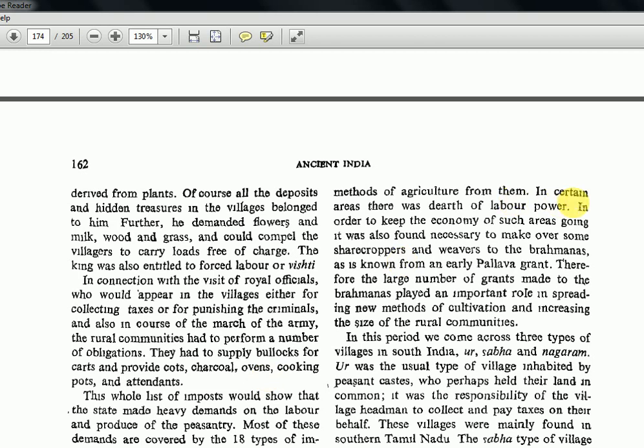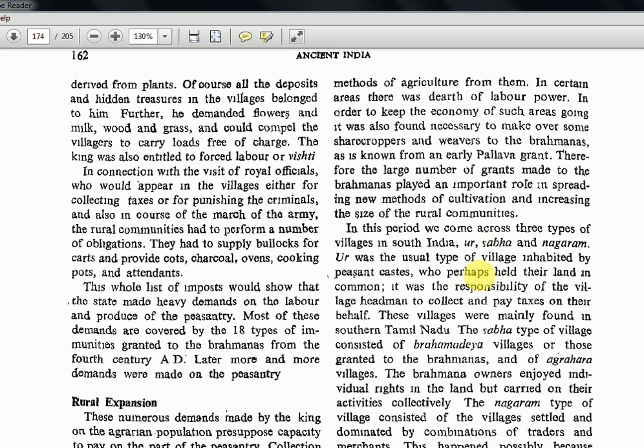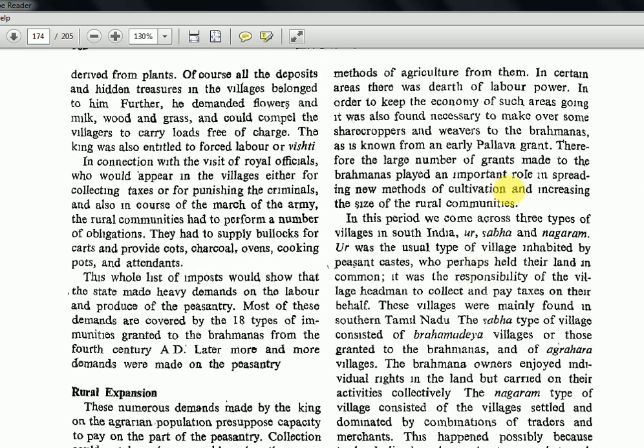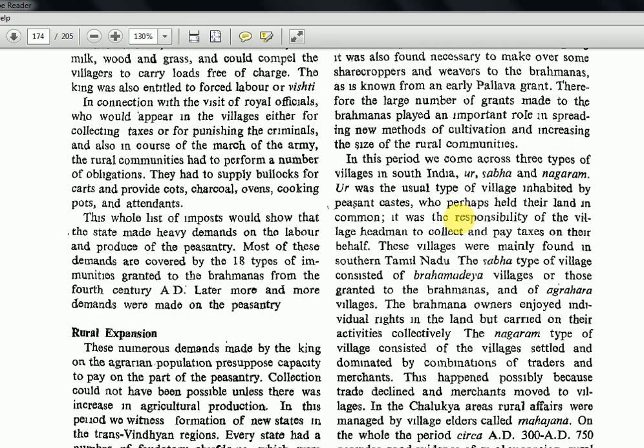Thus, in certain areas, there was dearth of labor power. In order to keep the economy of such areas going, it was also found necessary to make over some sharecroppers and weavers to the Brahmanas, as it is known from early Pallava grant. So agriculturist is there, sharecroppers is there, weavers are there. So all kind of things, labor power was needed for a society to sustain. Therefore, the large number of grants made to the Brahmanas played an important role in spreading new methods of cultivation and increasing the size of rural communities. They're just telling in a story format.